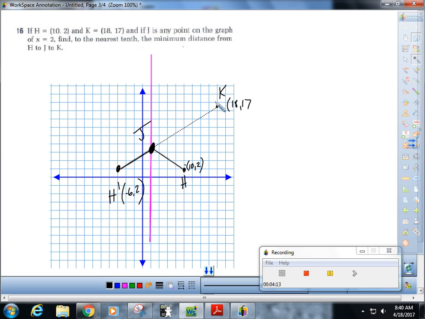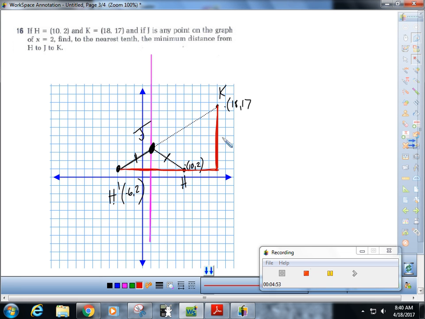And notice, they're not asking us where point J is. They are just asking us how far is it from H to J to K. Well, instead of going from H to J to K, I'm going to go from H prime to J to K, because H prime to J to K is a straight line. So all I'm going to do is make a right triangle out of this. And granted, I could easily do the distance formula, but when I'm working on graphs, this is just easier for me.